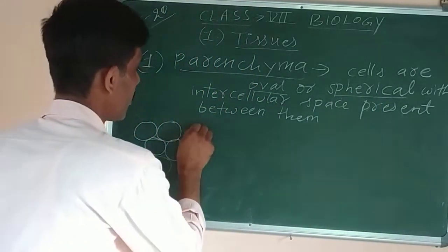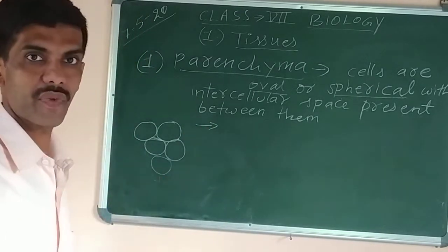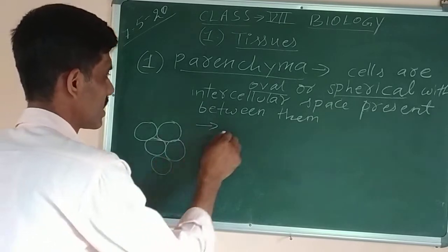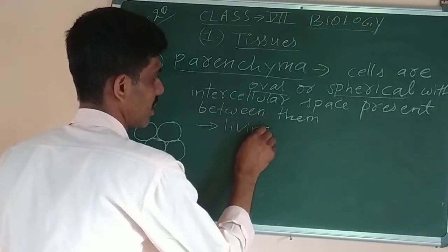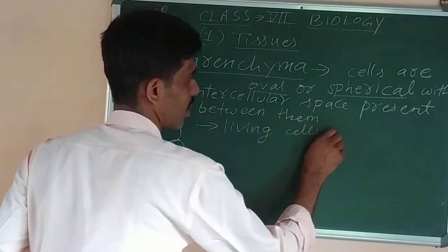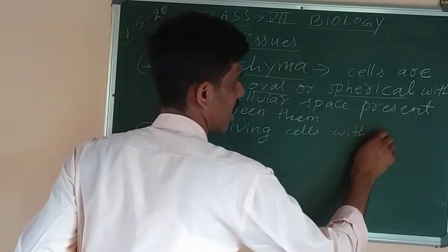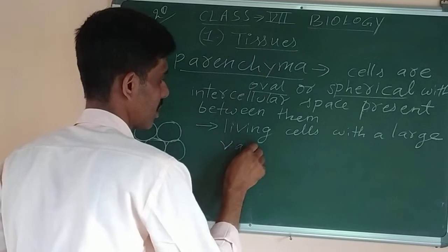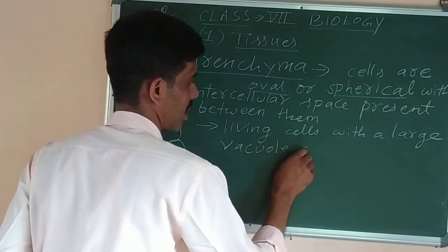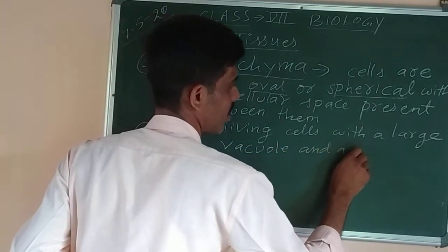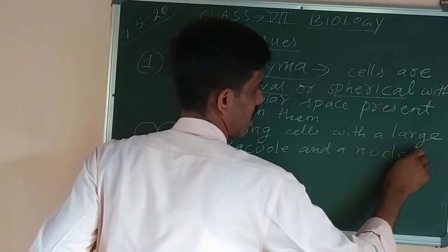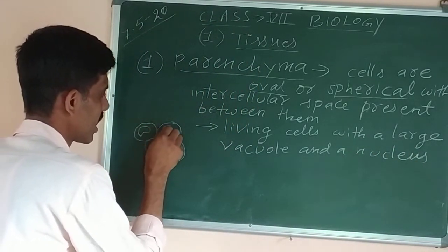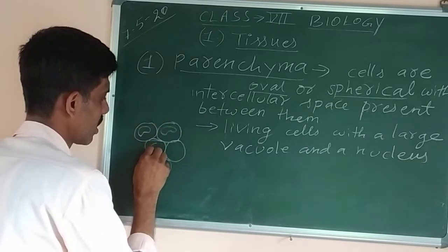Then number two, the next characteristic of parenchyma tissue we can write. It is made up of living cells. The cells are living with a large vacuole and a nucleus. All these cells contain a very big vacuole inside them.